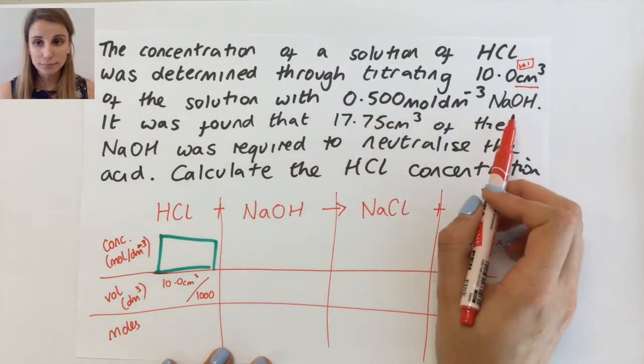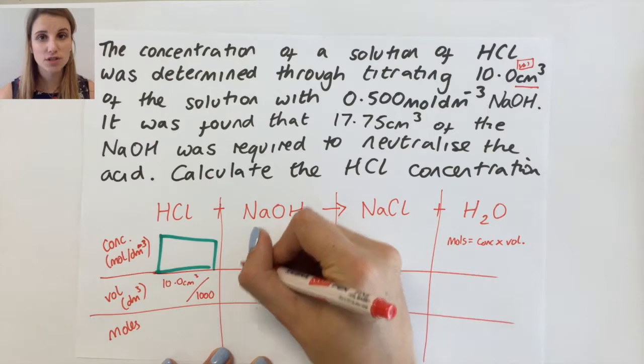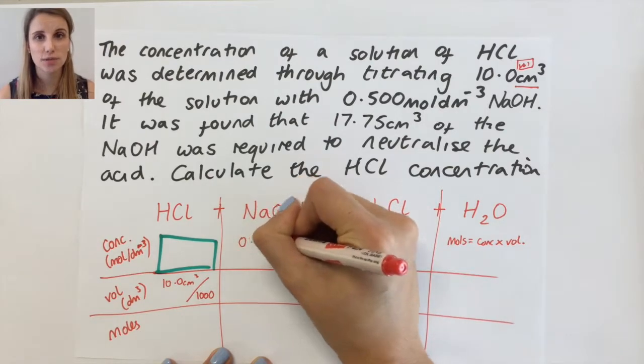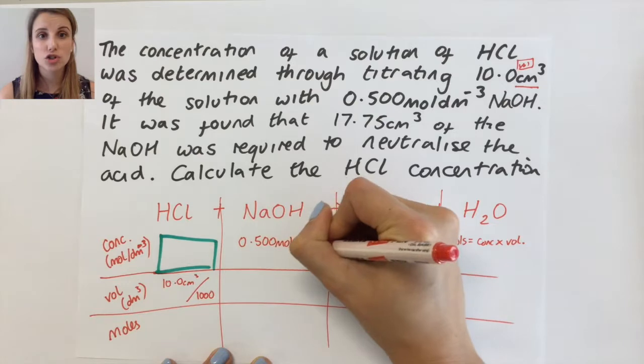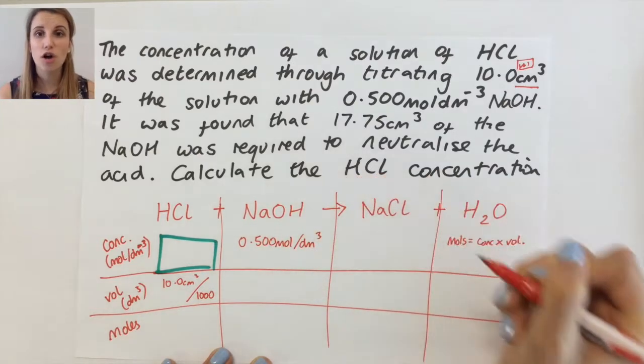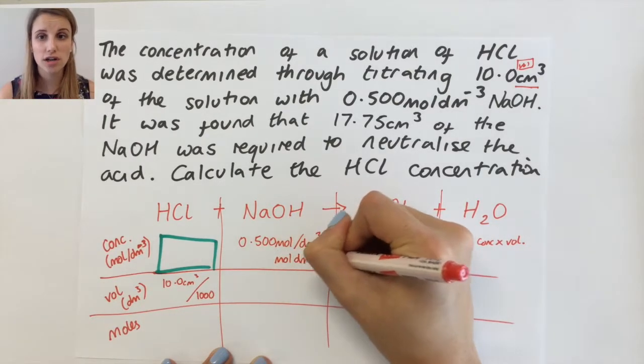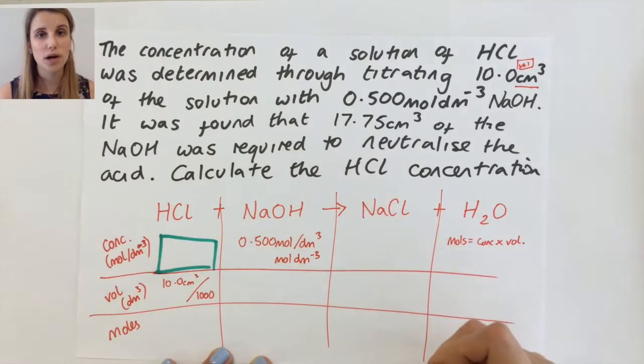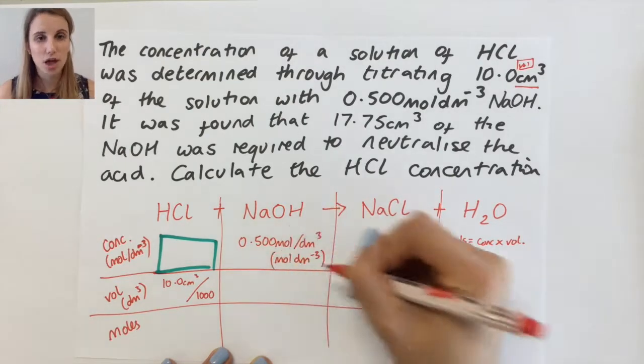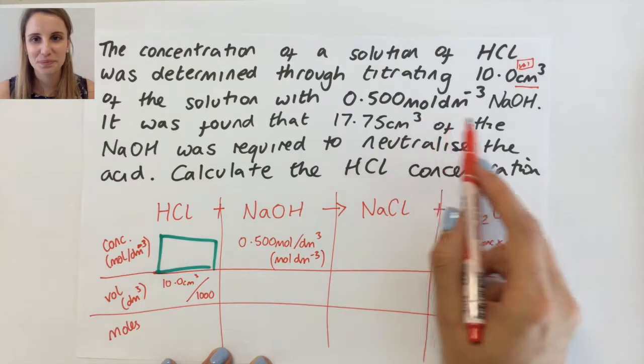Right, the next number is this 0.500 moles per decimeter cubed. Now that means it's a concentration, and it's a concentration of the NaOH with 0.5 moles per dm cubed NaOH. So the NaOH concentration is 0.500 moles per decimeter cubed. Let's get the units right this time. So there's two ways you can write the units for concentration, either moles slash dm cubed or moles dm cubed to the -3. Don't do both like I tried to do a minute ago.